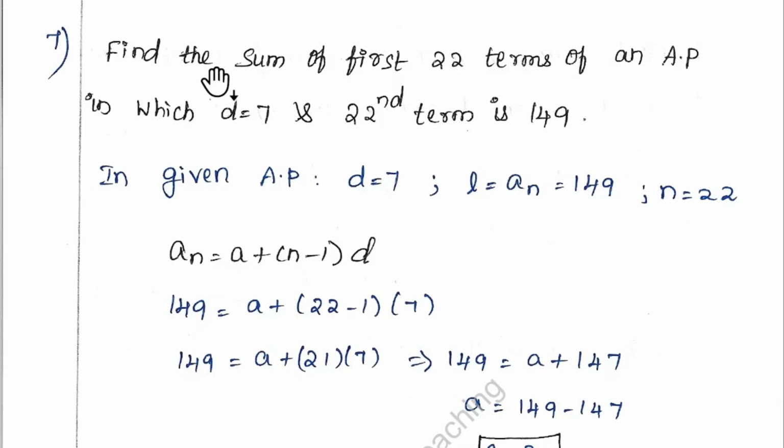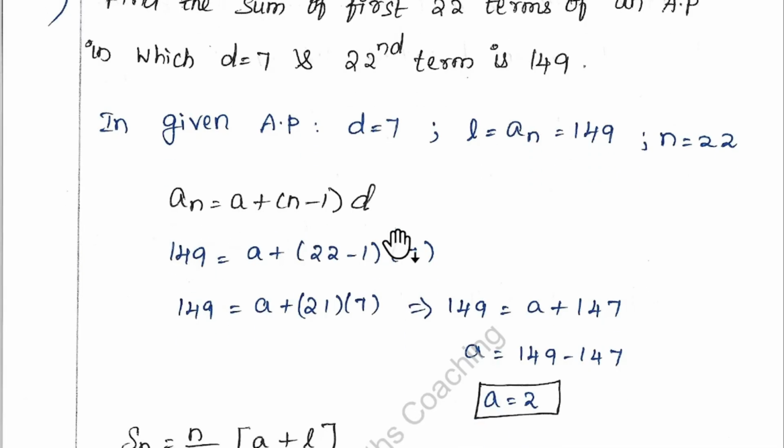So what you need to find is the sum of the first 22 terms. What is missing here? d is there, an is there, n is there, but a is missing, right? To find the Sn, I should get the a first. So I am using the an formula to find the a value. 149 equals a plus 22 minus 1 into 7. You send this 147 to this side, and a will be 2.